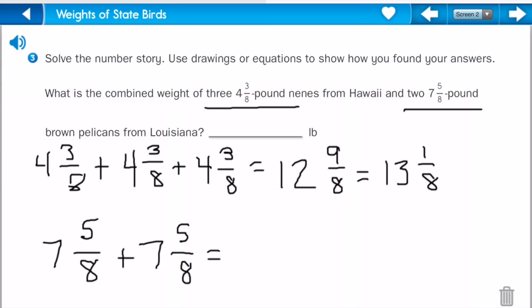That's for our nenes from Hawaii. Now we'll do our brown pelicans from Louisiana. What's 7 plus 7? Yep, that equals 14. And then what's 5 plus 5? Yep, that'll be 10. We leave our 8 the same. Let's make that into a proper fraction. So we would have 15 and 2/8.